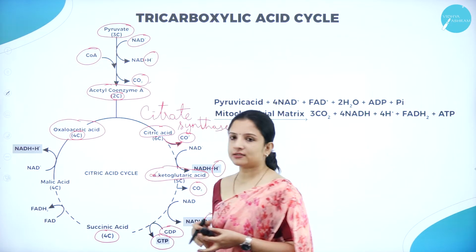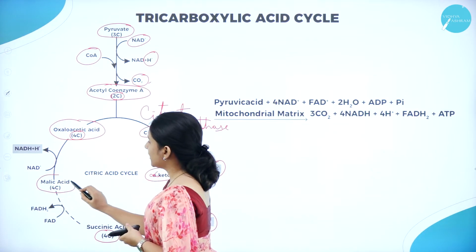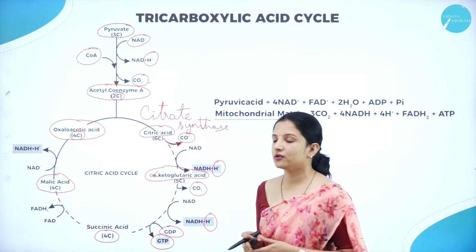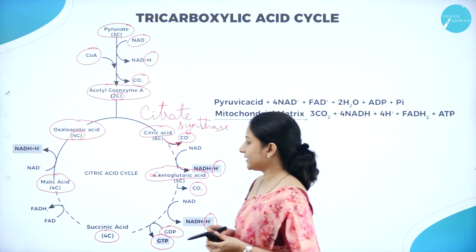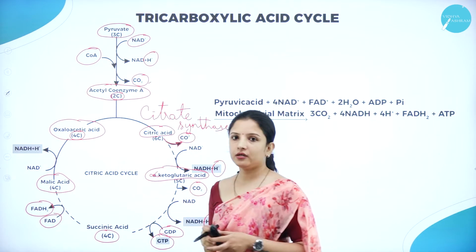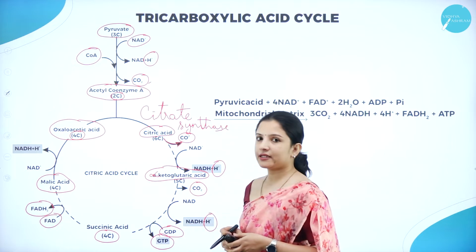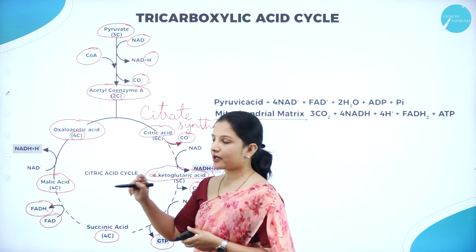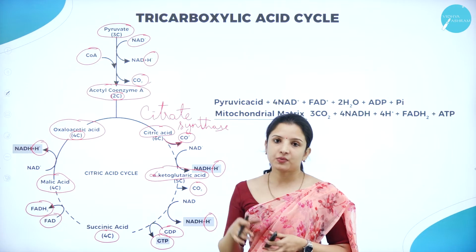And this succinic acid, a 4-carbon compound, gets converted into malic acid. During this process, the loss of a carbon atom will not take place, and carbon dioxide release will not take place. Therefore, it will remain a 4-carbon compound, malic acid, wherein FAD gets converted into FADH2. This 4-carbon malic acid gets converted into oxaloacetic acid, and again the cycle will continue. During this process, again NADH is formed and H plus is being released.